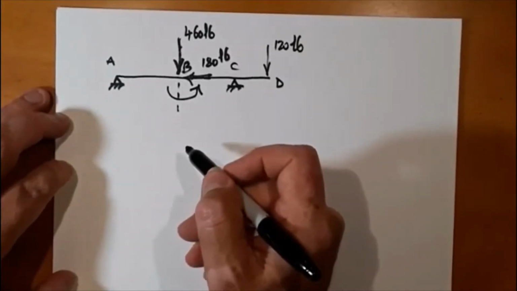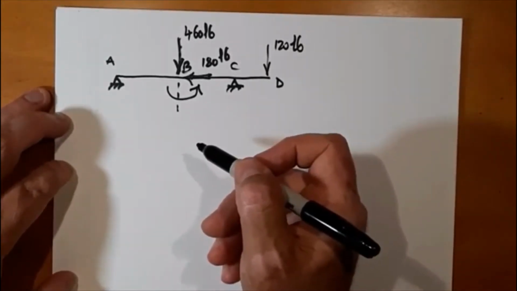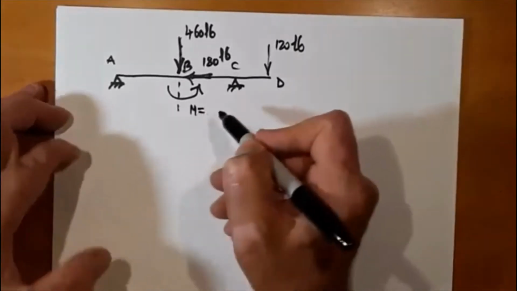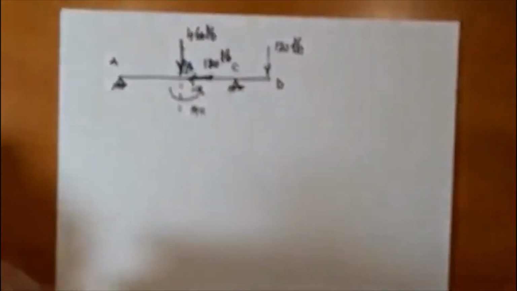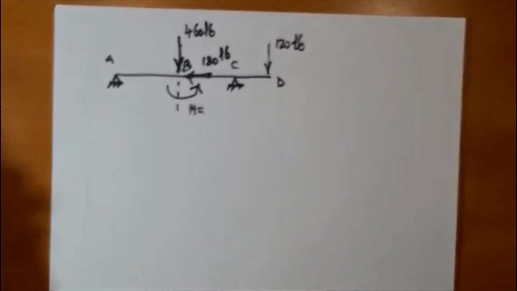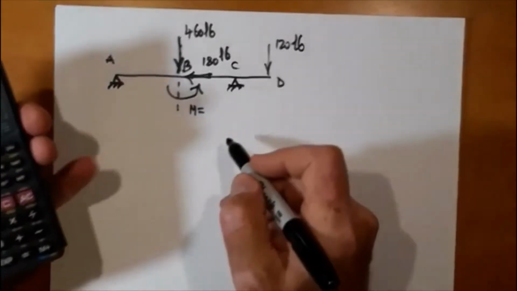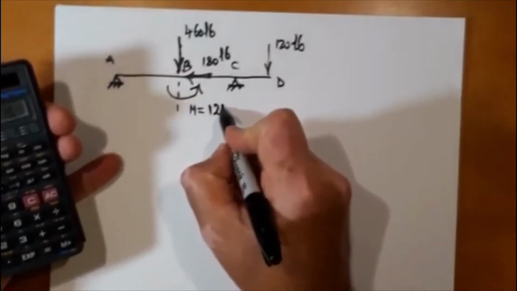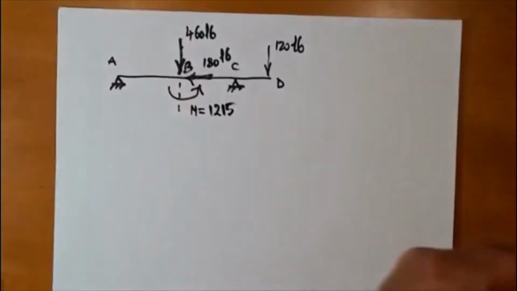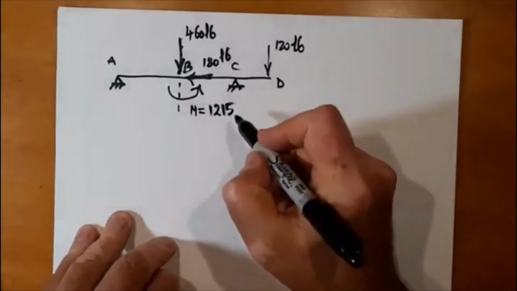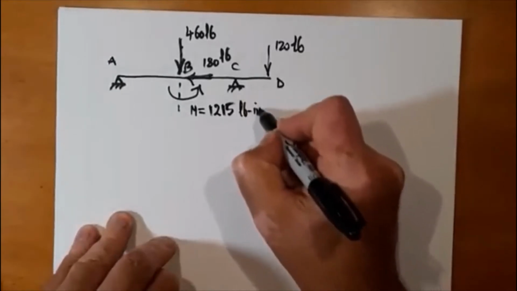Okay. All right. So the moment here at B, the moment M is going to be 180 times 6.75. And that is going to be 1215, and I have a better marker. These are pound inch. Okay.